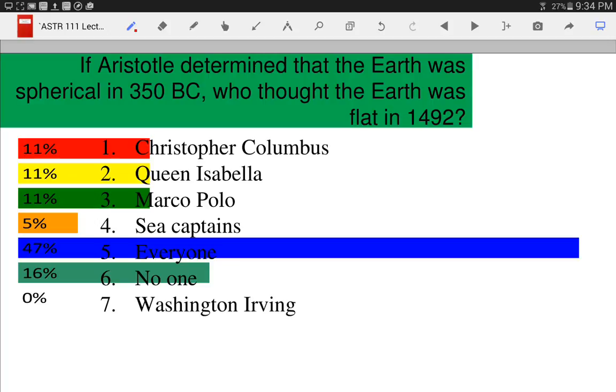If Aristotle determined that the Earth was spherical in 350 BC, who thought the Earth was flat in 1492 when Columbus sailed the ocean blue?